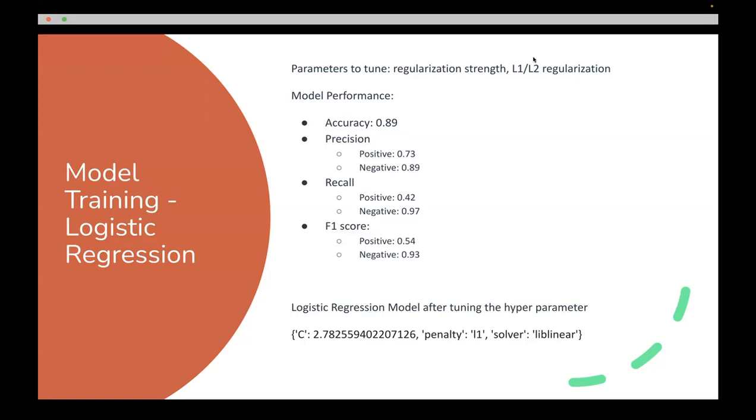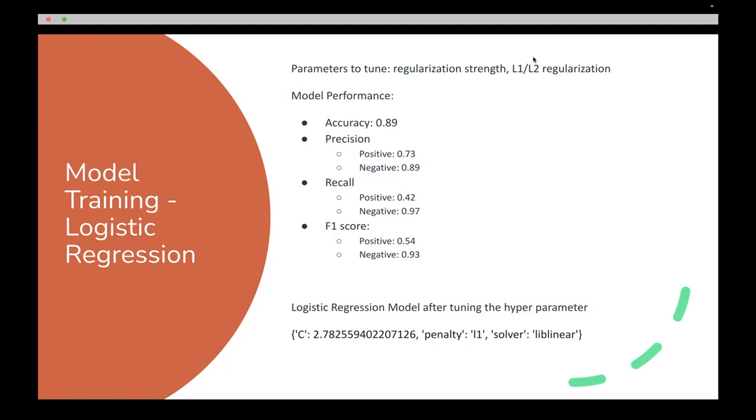The parameters that we decided to train are the regularization strength C parameter and either L1 or L2 regularization. The solver that we're choosing is the liblinear solver, because that's the only solver that supports both L1 and L2 regularization. Using these parameters and grid search, we find the best model has a C parameter of 2.78, the penalty being L1 regularization, and the solver being liblinear.